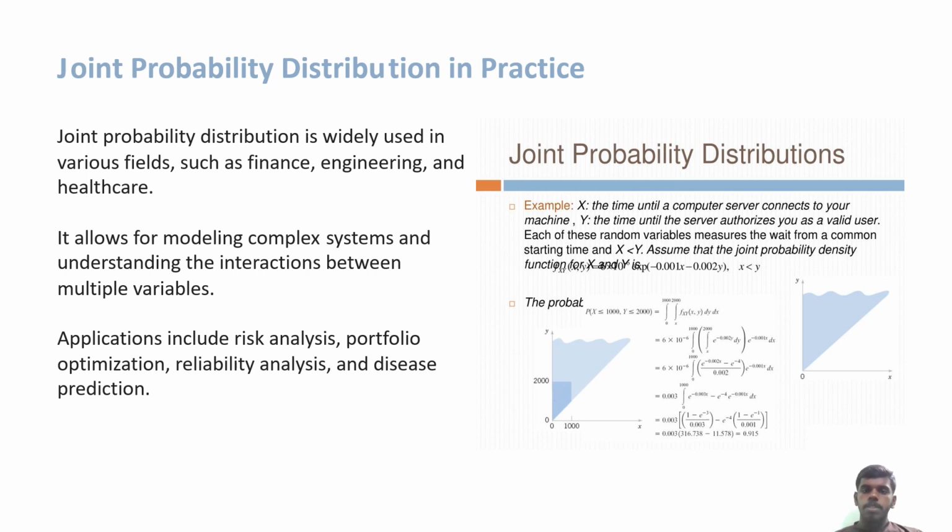For example, X is the time until a computer server connects to the machine. Y is the time until the server authorizes the user as a valid user. Each of these random variables measures the wait time from a common start time, with X less than Y. Assuming the joint probability density function for X and Y.